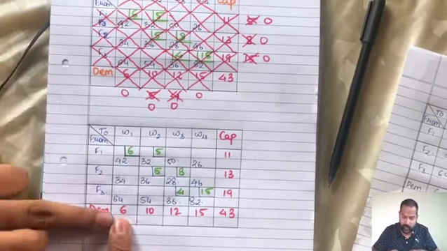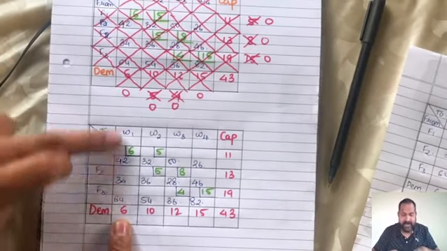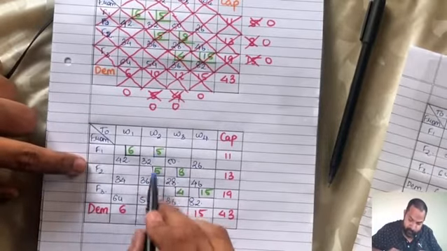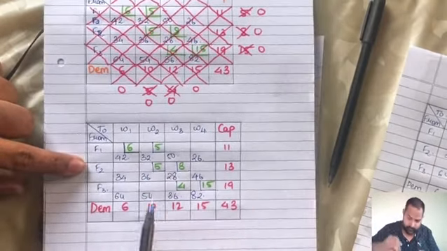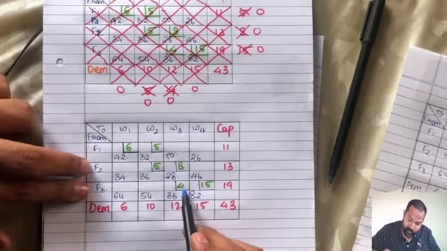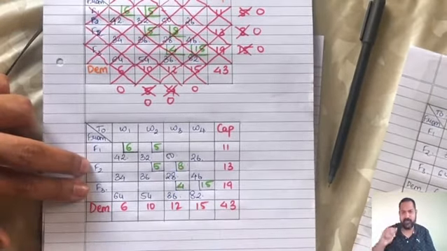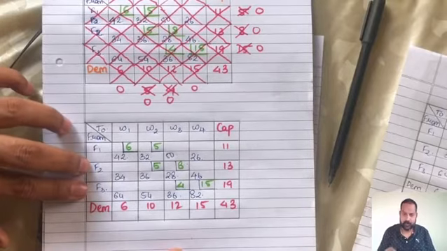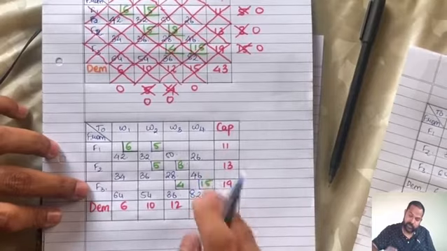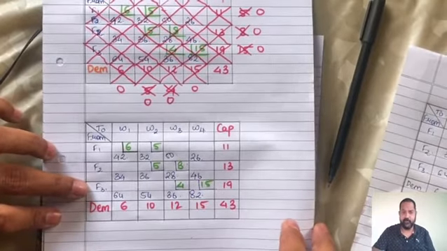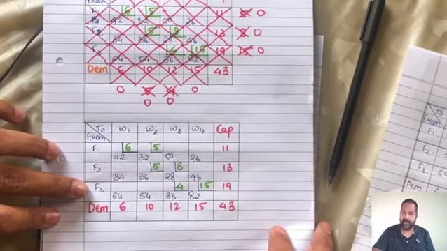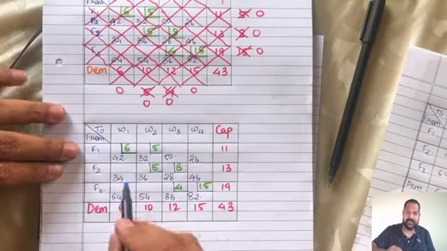W1's demand was 6. It is getting 6. W2, 5 from F1, 5 from F2, 10. Perfect. W3, 8 units from F2, 4 units from F3, 8 plus 4, 12. Fantastic. What about W4? Well, it needs 15 units and all the 15 units are coming from one place only, F3. Fantastic. Let's look at the capacities.